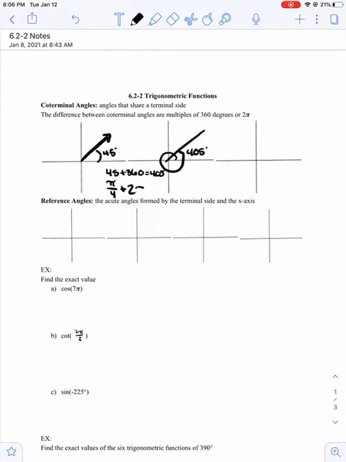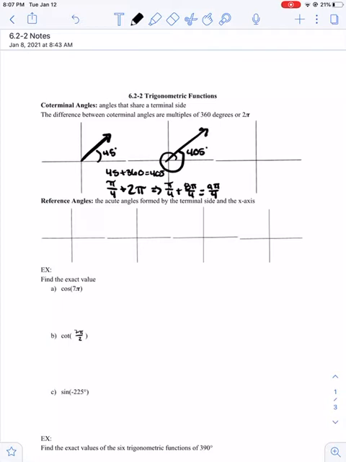So here's when we would add our 2 pi. 2 pi can also be written as 8 pi over 4, because then we will have a common denominator and we can add. So pi over 4 plus 8 pi over 4 equals 9 pi over 4. So 405 degrees is 9 pi over 4 in radians.